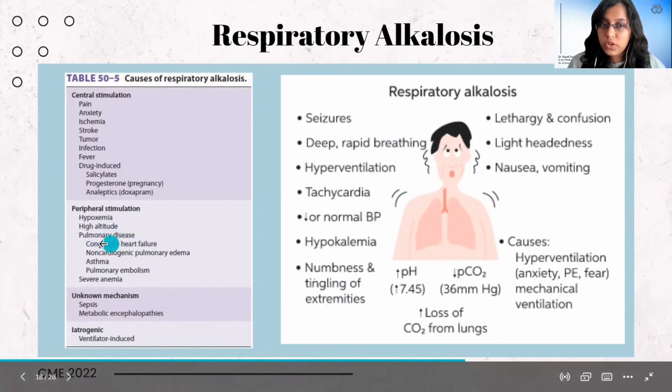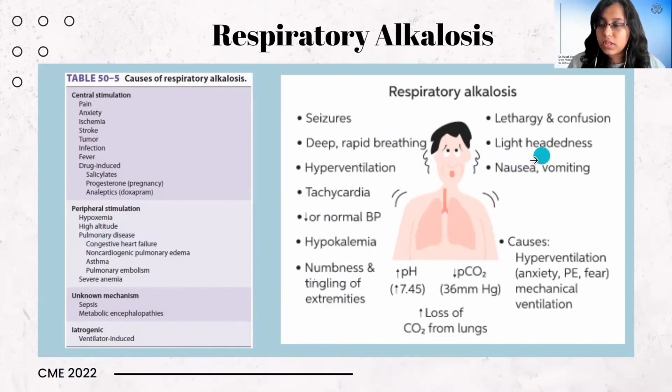So since you mentioned high altitude, in respiratory alkalosis, when patients go to high altitude, they start getting nausea and vomiting, they get lightheaded, everything starts looking blurry, they start hallucinating, things like that.